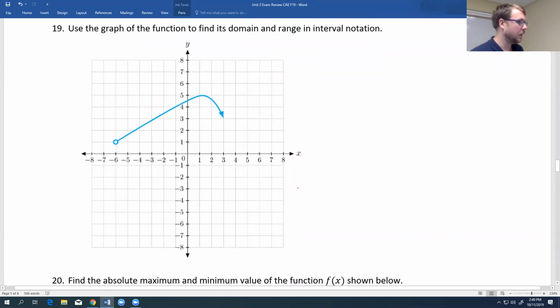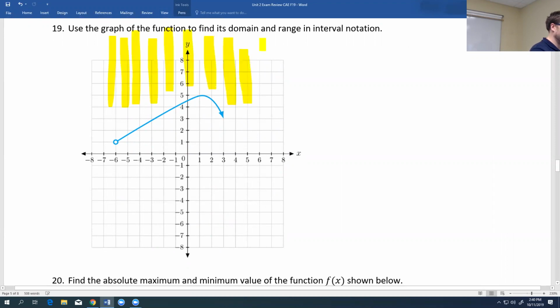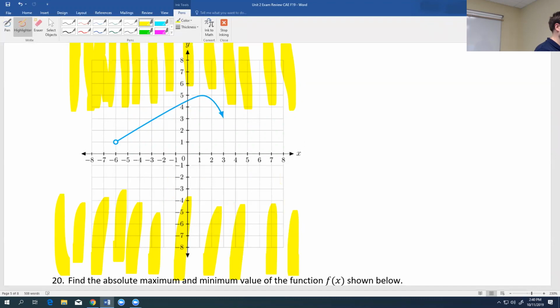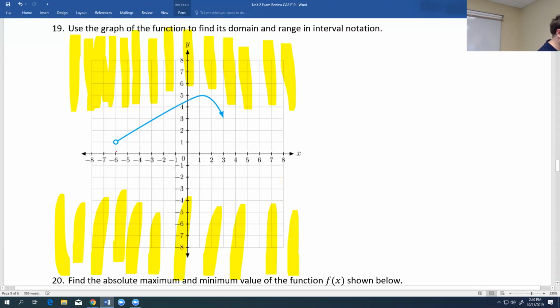Use the graph of the function to find its domain and range in interval notation. So when I think about domain, I imagine I shine a light from above and from below, and I look at where my shadow accumulates.